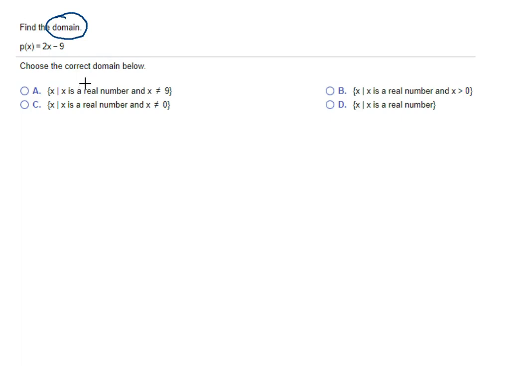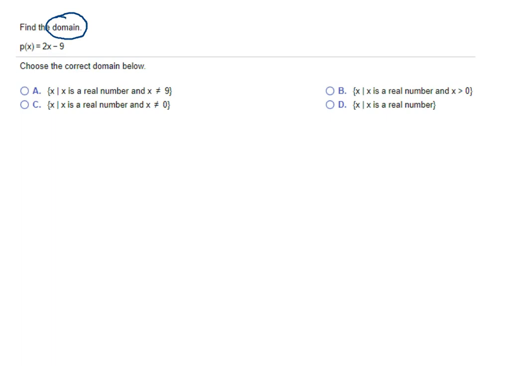And so when you're looking for the domain, the domain is what x is allowed to equal, but the corollary that goes with that is, what is x not allowed to equal? Is there anything that I shouldn't plug in for x? And the two restrictions that you need to be aware of are you can't divide by 0. So if you have a fraction, make sure you're not picking an x that makes you divide by 0. That's not a concern with this problem because this problem doesn't have a fraction. There's no way to divide by 0 here.